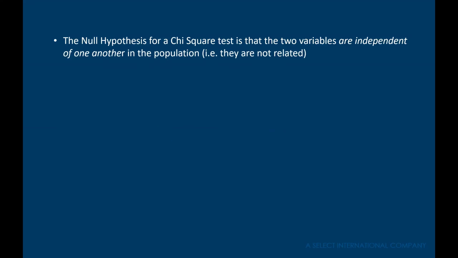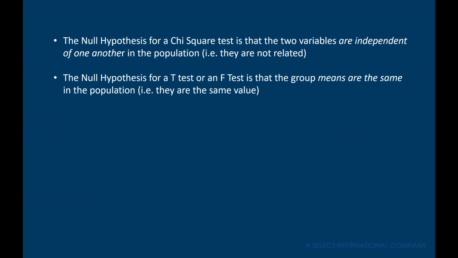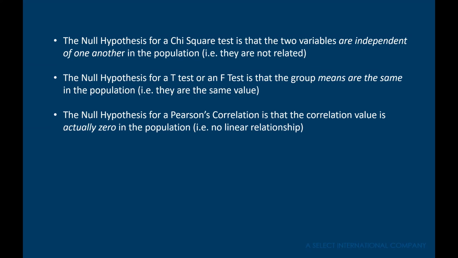For example, in a chi-square test, the null hypothesis is that the 2 category variables are independent of one another in a population. They are not related. In a t-test or an F-test, it is that the group means are the same in the population, and the differences you're observing are just an effect of random chance. The null hypothesis for Pearson's correlation coefficient is that the correlation value is actually 0 in the population, i.e. that there's no linear relationship. It is not that it's a weak relationship, or a strong relationship. It's just that it assumes it's 0, that there's no relationship.